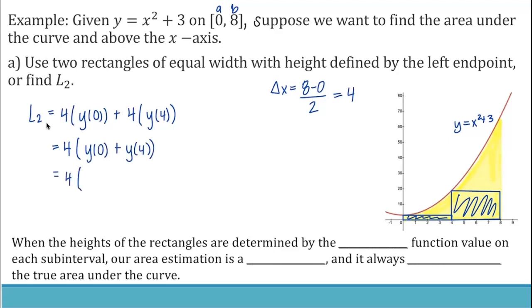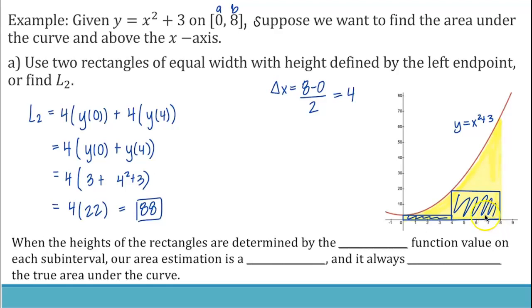So we have 4 times, well, y of 0, if I plug 0 into x squared plus 3, that's just going to give me 3. And y of 4 is going to give me 4 squared plus 3. So I have 4 times, inside here, I'm going to end up with 4 squared is 16, and then I'm adding 6 to it, so a total of 22. So 4 times 22 is equal to 88. So this is an approximation of the area that's under x squared plus 3 between 0 and 8.